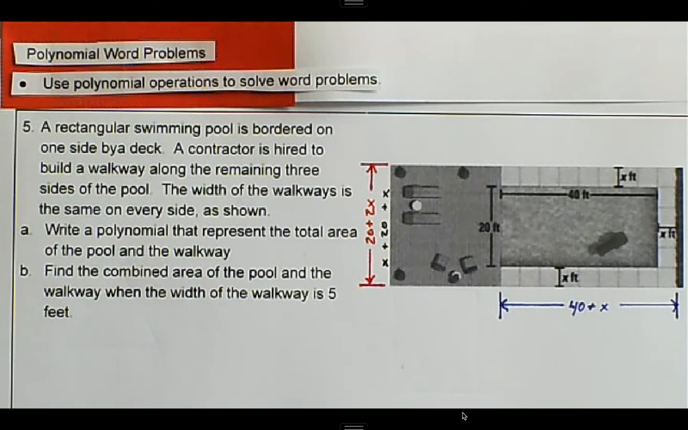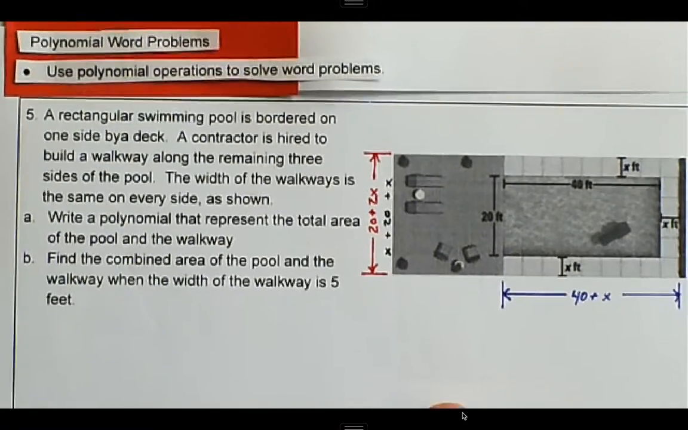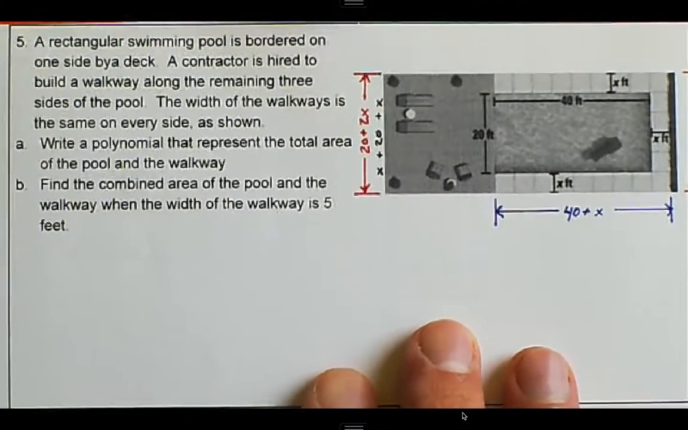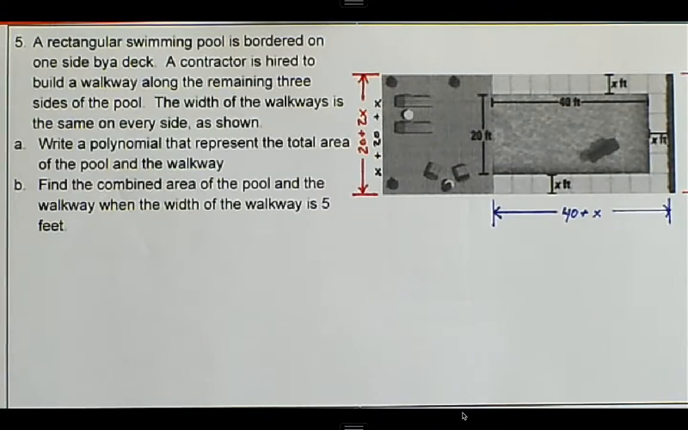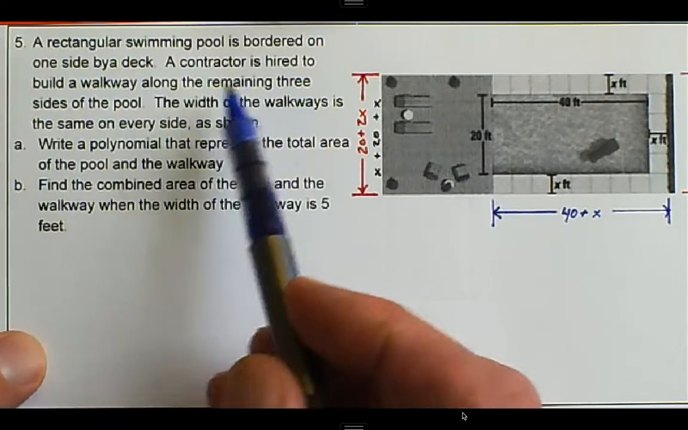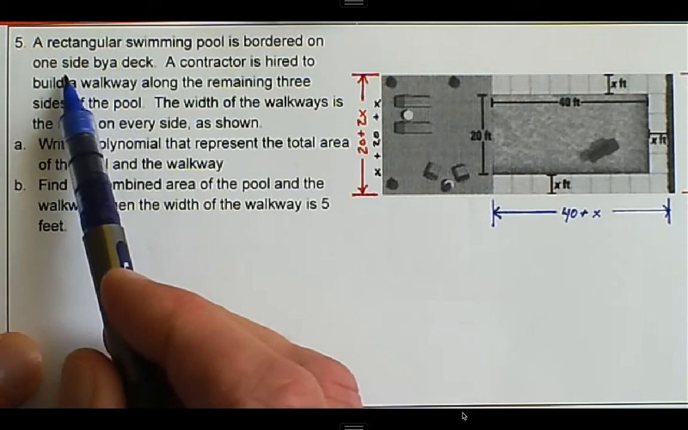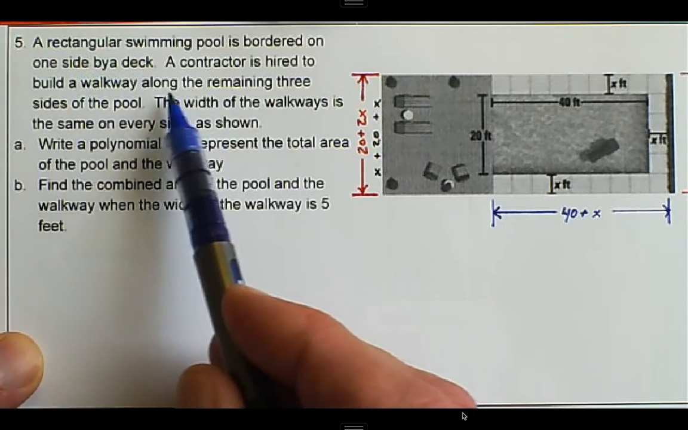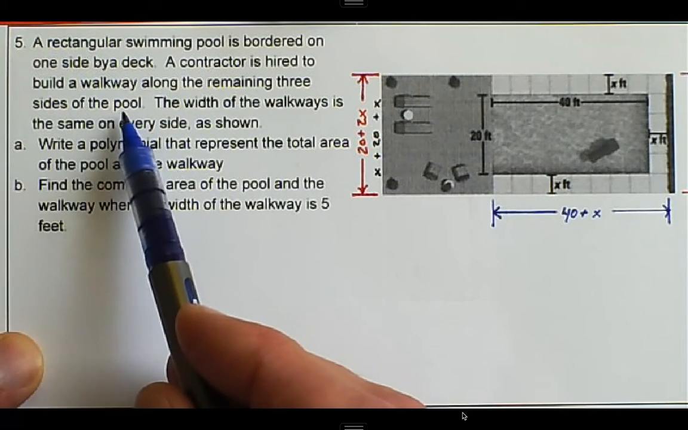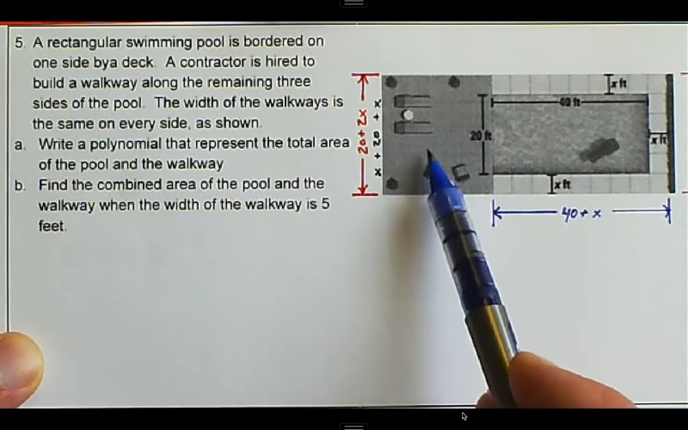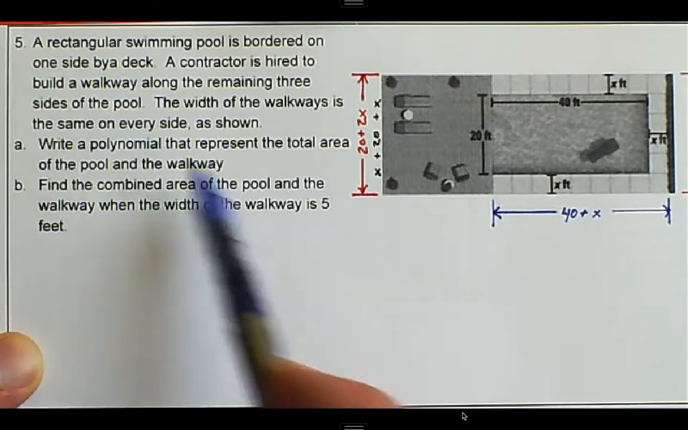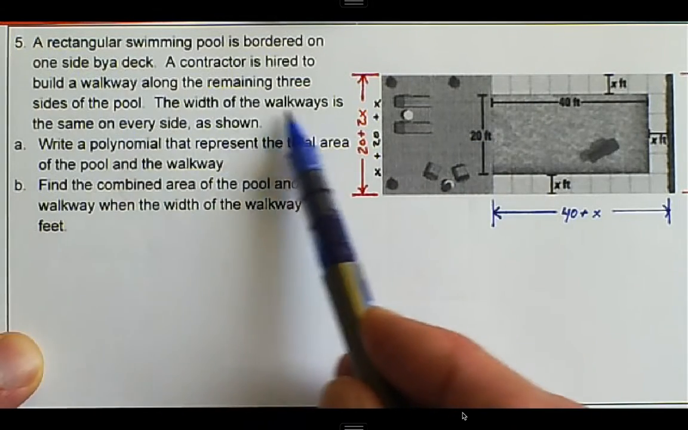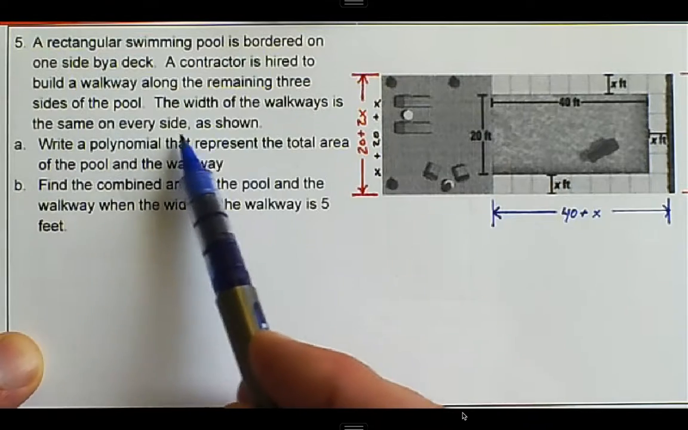We are talking about polynomial word problems and solving them using polynomial operations. And we have an example here. A rectangular swimming pool is bordered on one side by a deck. A contractor is hired to build a walkway along the remaining 3 sides of the pool. So here's the deck, and here are the other 3 sides. The width of the walkway is the same on every side as shown.